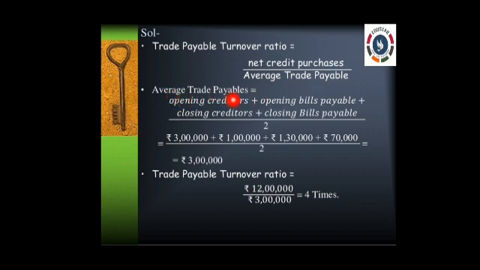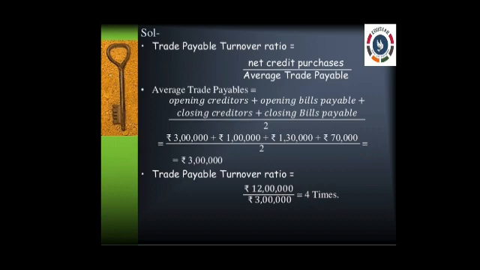Average trade payables, how are we going to find it? We find it from the opening and closing creditors. So opening creditors plus opening bills payable, plus closing creditors plus closing bills payable, divided by 2, and we will get this amount. That is an amount, not times, like 4 times, 3 times. It reveals the average payment period.